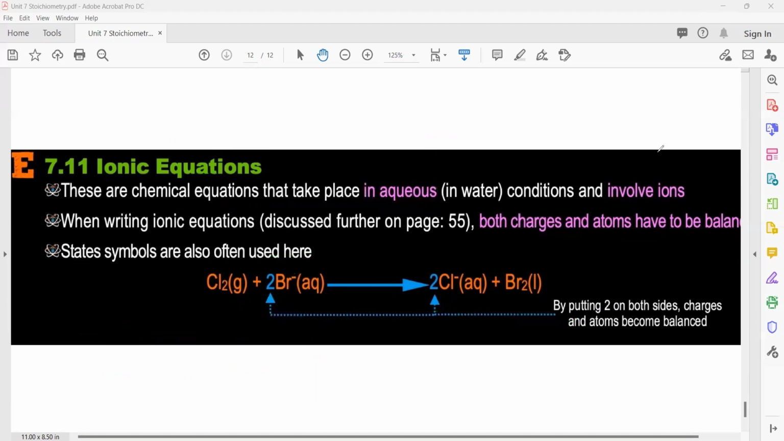But they are saying that if you talk about the charges, both sides should be equal. For example, here this is minus 1, so how much charge? Negative 2, and here also 2, meaning minus 1 minus 1, so minus 2. Here also minus 1 minus 1 equals minus 2. So by putting 2 on both sides, the charges become balanced. Again, the equations are balanced here. So this is how our ionic equation has been written.